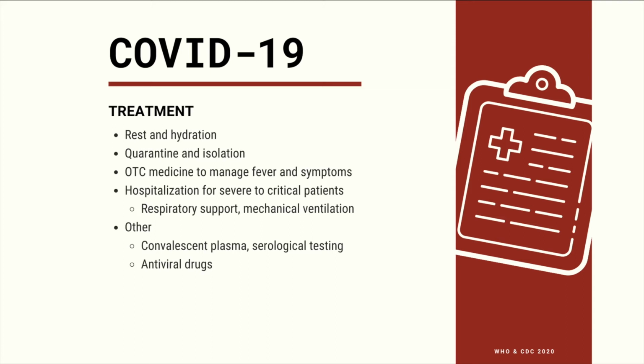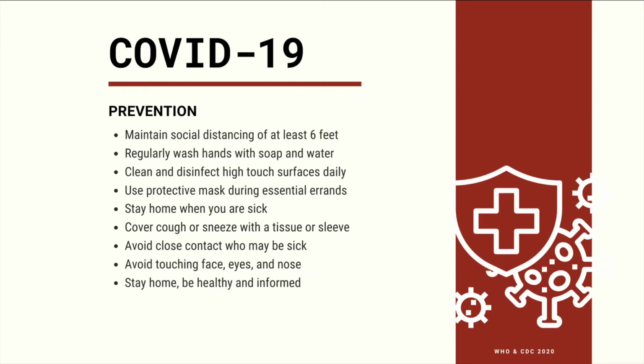So I think the best course to protect ourselves and our community is to prevent it from spreading further. For prevention, we should always maintain a social distancing of at least 3 to 6 feet. That's even family or not, sick or not. We should also regularly wash our hands with soap and water, clean and disinfect high-touch surfaces daily, use protective masks or coverings during essential errands, and then of course stay home when you're sick.